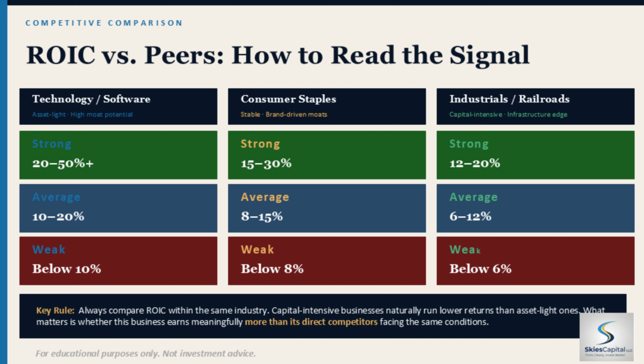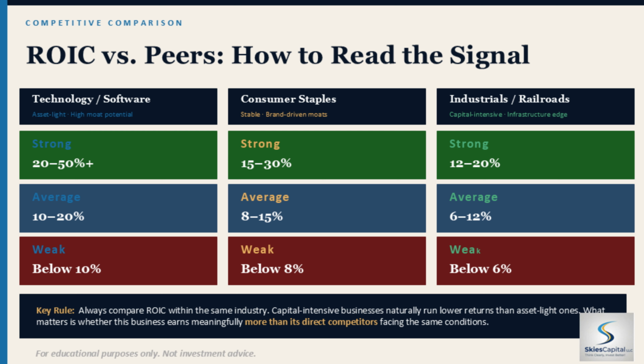Consumer staple businesses usually sit in the middle. Strong brand, steady demand, decent pricing power can support ROIC in the range of 15 to 30%. Industrials and railroads are different. These are capital intensive businesses with heavy asset bases and ongoing maintenance needs. So strong ROIC there may be closer to 12 to 20%. That is the key point. Always compare ROIC within the same industry.